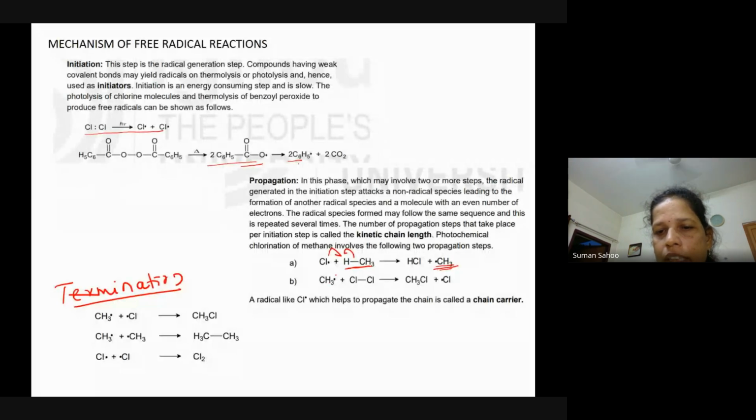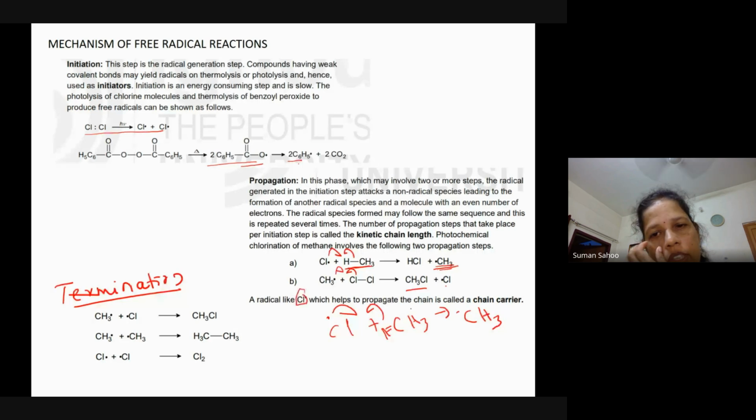So this one will attack here and give you the product CH3Cl. Again a Cl radical is formed, which will attack another molecule of methane and generate CH3 dot. Then this goes on; that is your propagation. Here the radical like chlorine dot which helps to propagate is also known as the chain carrier.